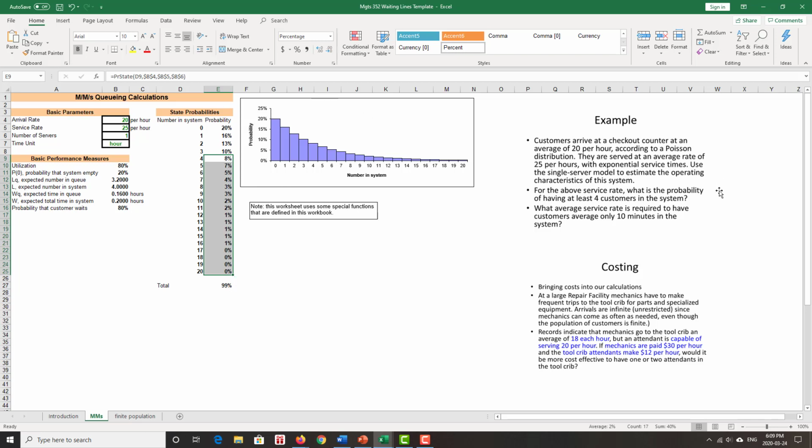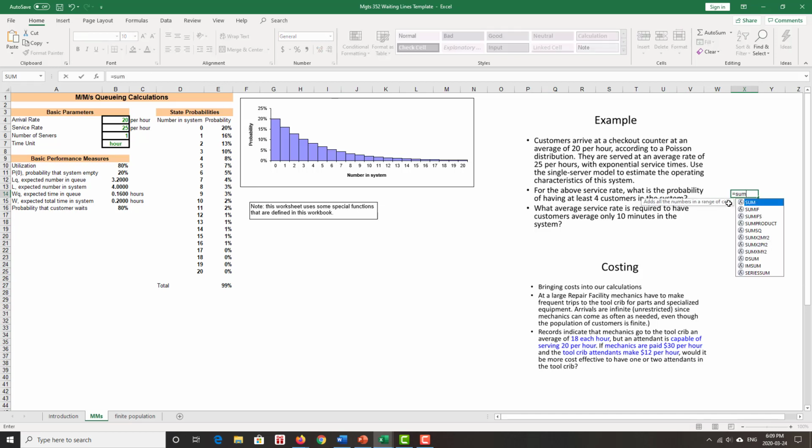Really, what this is asking for is the sum of all the probabilities of three and under, and then take the complement of that. So one minus the three and unders. Okay, that means that's where there's four or more, at least four. So four or more. So 41% of the time, there's four or more people in the system.